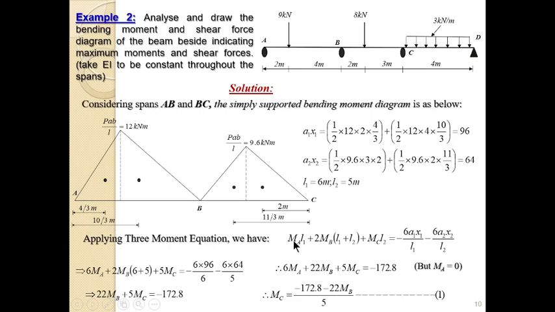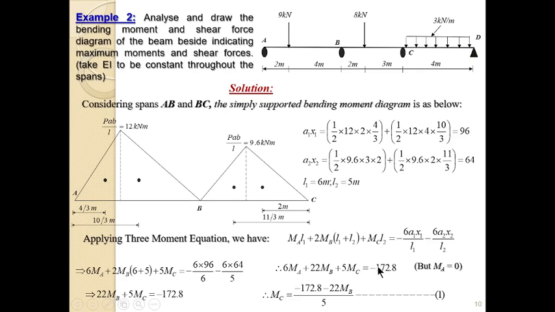Our MA is unknown. L1 is 6, so we have 6 MA. Now, L1 plus L2 is 6 plus 5, 11, times 2, 22. So that is how we have this 22 MB. This is 6 MA, 22 MB. Now MC, L2. MC is not known. L2 is 5, so we have 5 here.